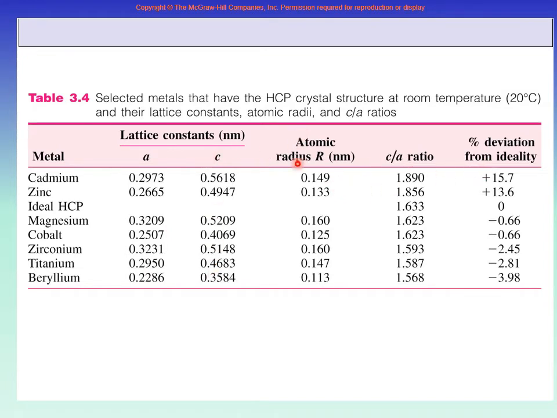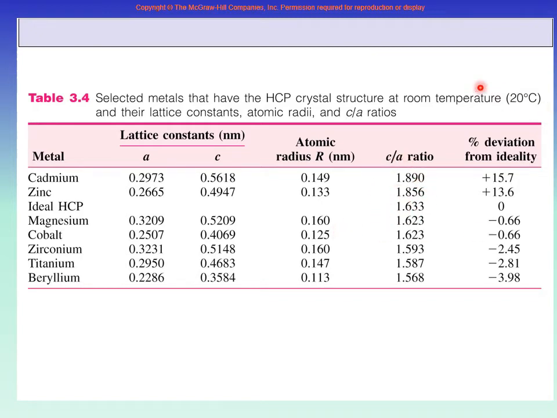These are the other things: atomic radius from the atomic table, C by A ratio. Ideal, if it is ideal, then C by A is 1.633. But here, this is the actual C, this is the actual A, divide it and see. So they are not exactly equal to 1.633. And deviation from this, so this is 13.6% more than this ideal, this is 15.7% and so on. So the values are slightly different in percentage. What is the difference? For example, 1.89 minus 1.633 divided by 1.633. So what is the difference in the C by A ratio, right?